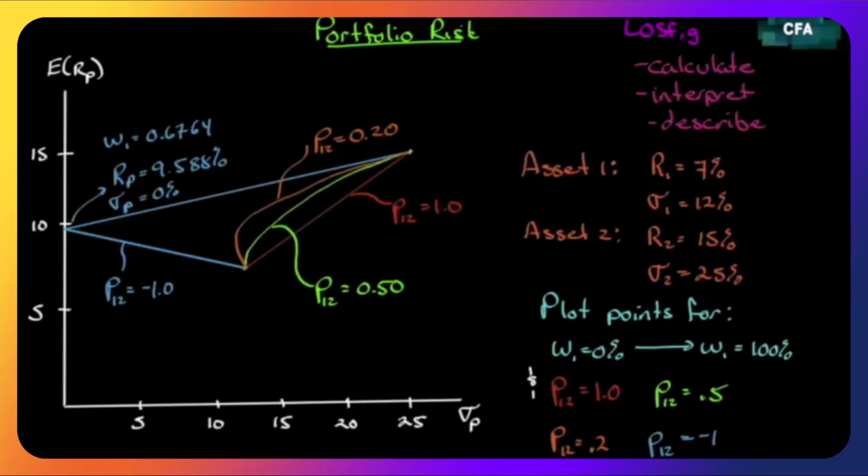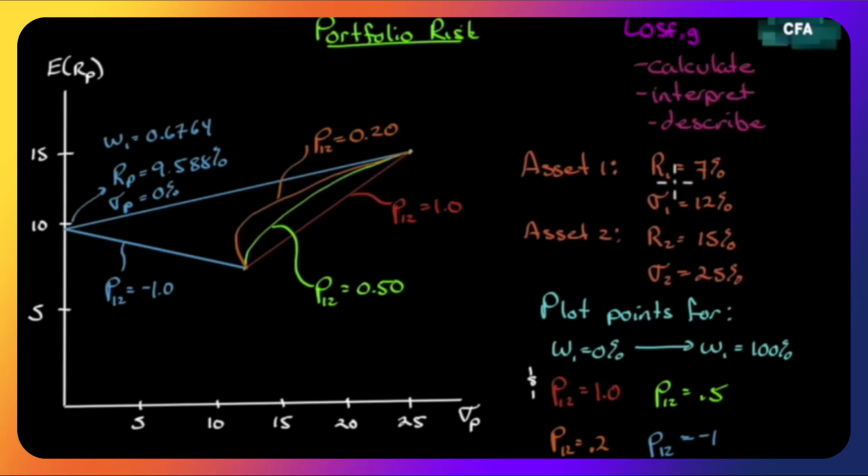So let's take what we've done. We've looked at correlations from 1 to 0 to -1, and we'll throw a few more correlations in here. And we'll draw the relationship between these two in terms of their risk profile and the return profile. So asset 1 and asset 2. Asset 1 has a return of 7%, standard deviation of 12%. Asset 2, return of 15%, standard deviation of 25%.